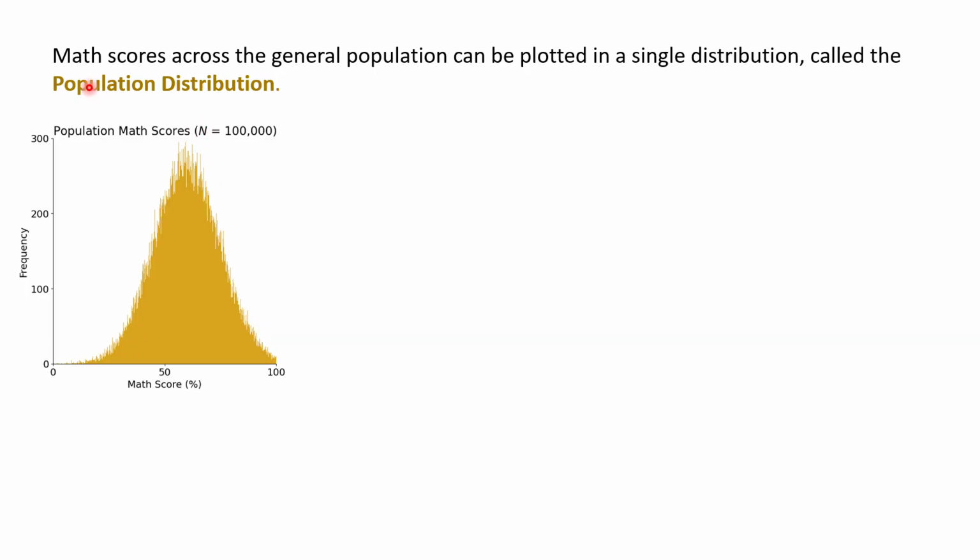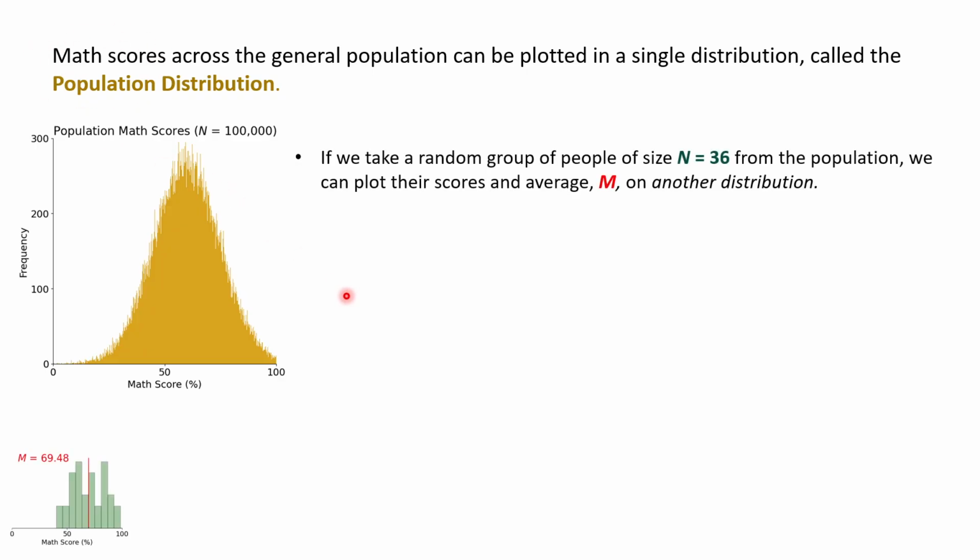The population, but your population distribution can be distributed in any which way. It can be positively skewed, negatively skewed, multimodal, what have you. It doesn't matter, so long as it is representative of the population.